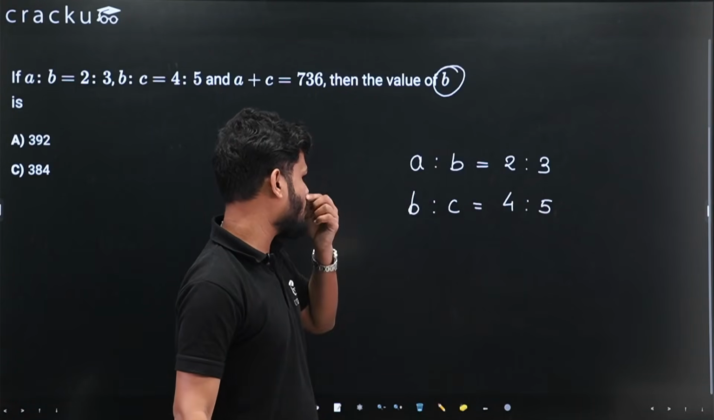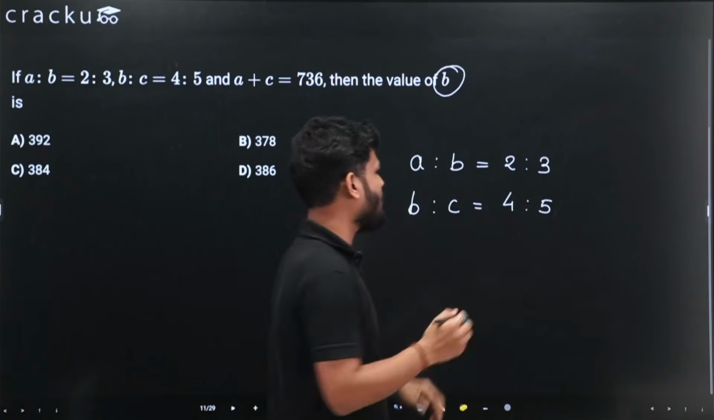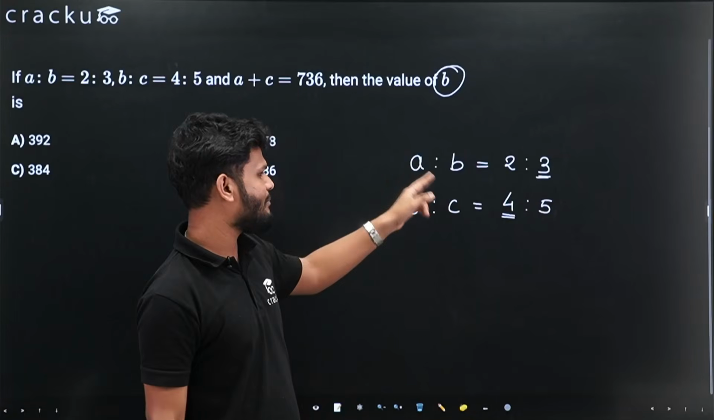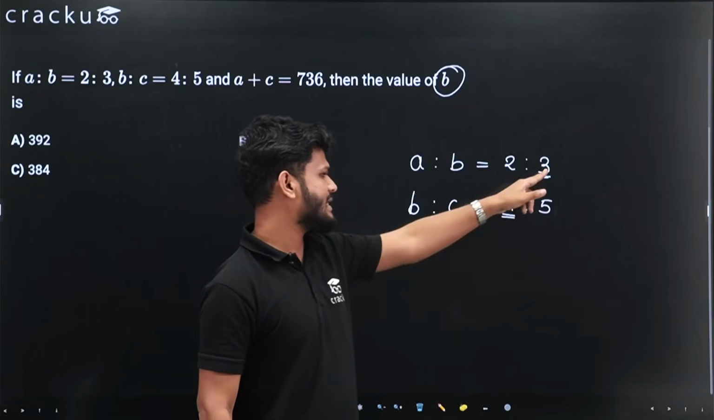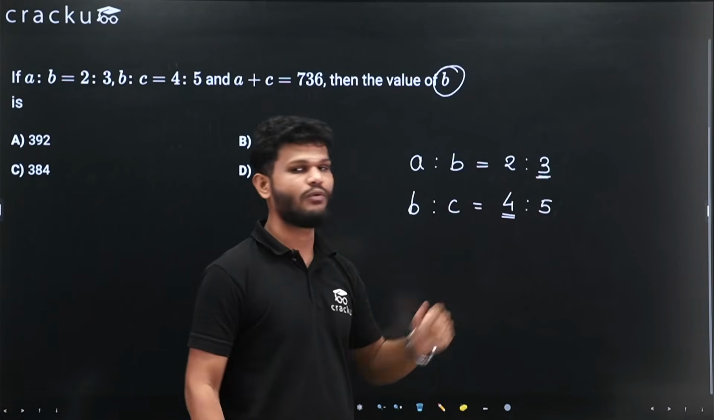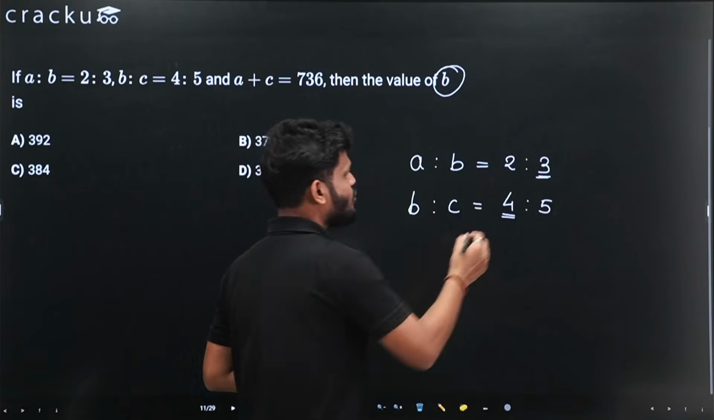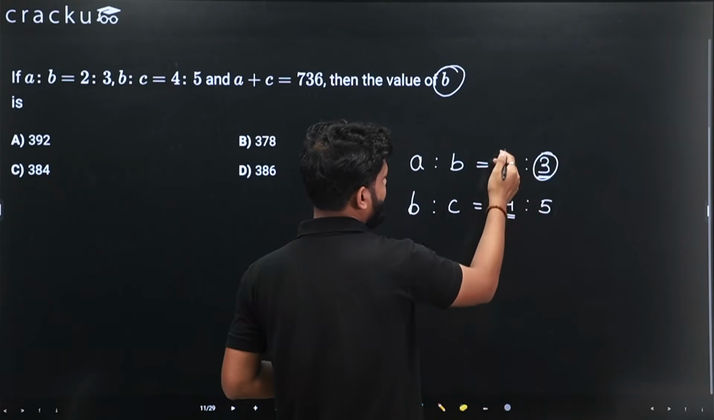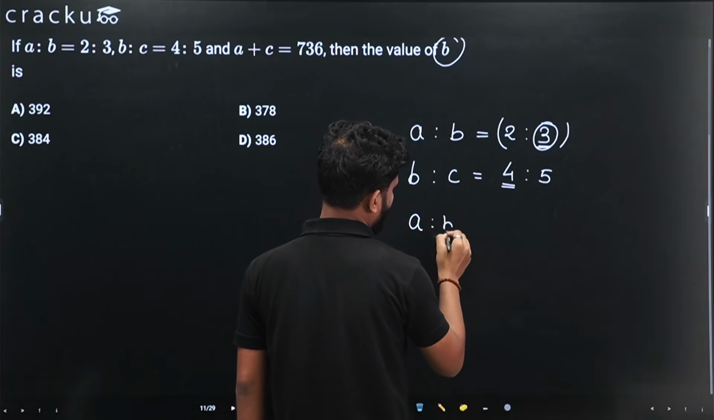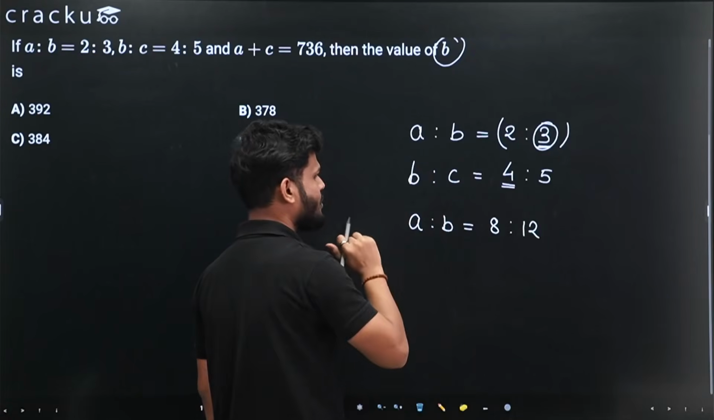Correct? Now, as there is a B common in both of the ratios, let us try to make the value of B here and the value of B here the same. Then we can compare A and C directly. How do you make this value the same? Just make it equal to the LCM of 3 and 4. What is the LCM of 3 and 4? It is 12. So to make this 3 into 12, we have to multiply the whole ratio by 4. So A is to B will be 8 is to 12. 8 is to 12 is still 2 is to 3.